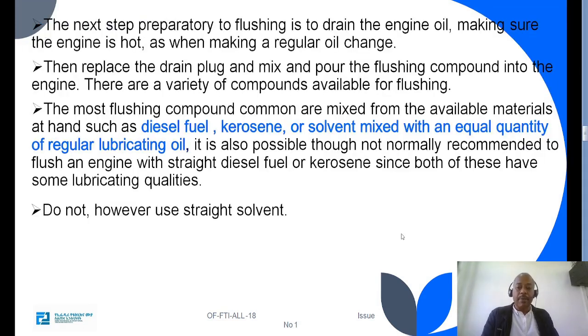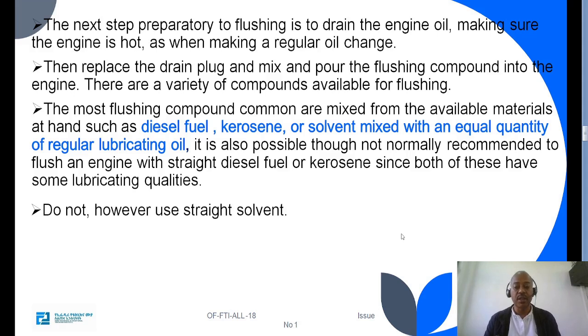The next step preparatory to flushing is to drain the engine oil, making sure the engine is hot as when making a regular oil change. Then replace the drain plug and mix and pour the flushing compound into the engine.